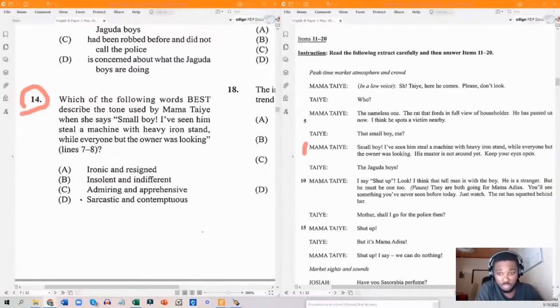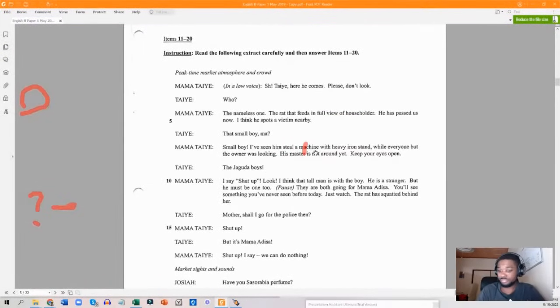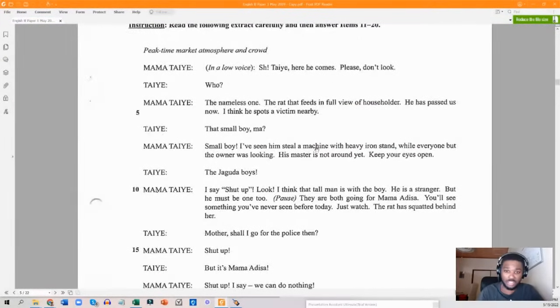All right, so I'll have some explaining to do with my answer here because most of you have D, which actually was my first thought. But let's take a second look. Let's look at the context of what happens, and let's look at lines 7 and 8. So Mama Taiye is saying, "Shush, here he comes." Taiye is wondering, so Taiye, I guess, is Mama Taiye's daughter or son, who is coming? Mama Taiye is saying, "The nameless one, the rat that feeds in full view of the householder."